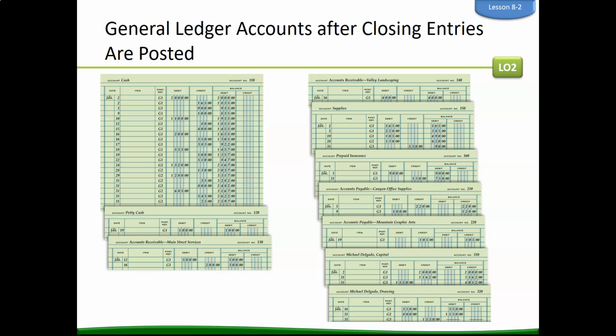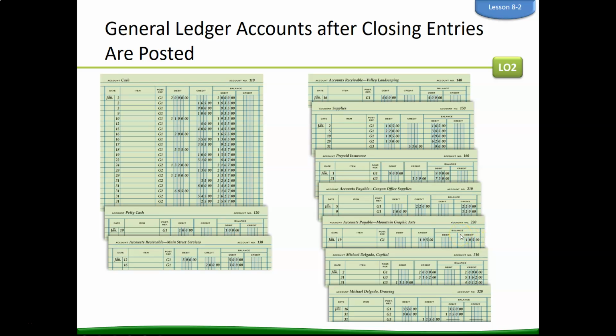This is a picture of all the general ledger accounts after you've done your closing entry. You'll notice cash has a balance. Here's cash, account number 110, and it has a debit balance of $25.97. Then petty cash and accounts receivable have balances. Here's more accounts receivable. Supplies has a balance of $90. Insurance does. Accounts payable, there are two accounts here. These are liabilities that we owe to people. We still owe the folks money from the last period.